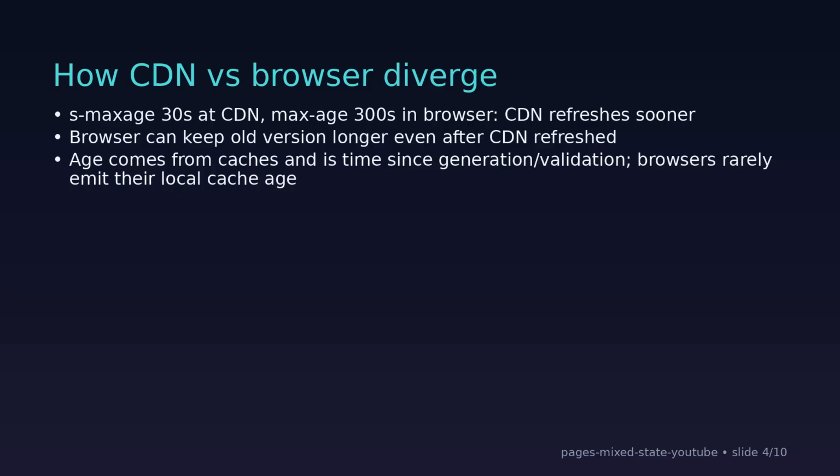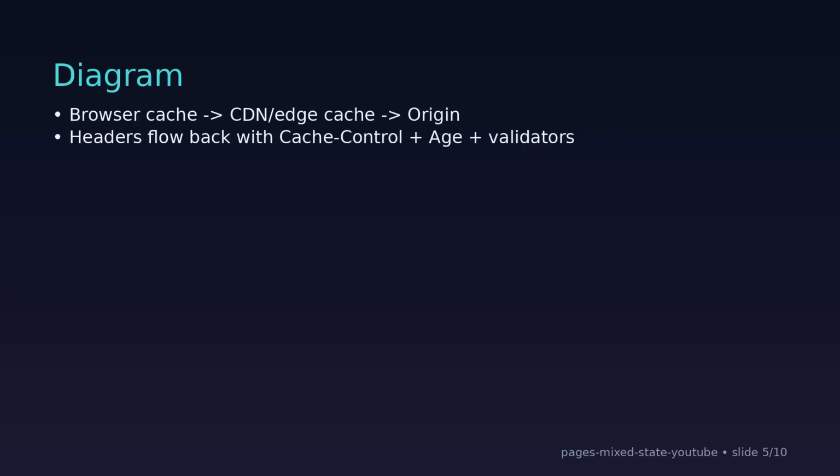Must-revalidate kicks in only after freshness ends. It's the intent, but not all intermediaries honor it. Picture the flow: browser cache to CDN or edge to origin, with Cache-Control, Age, and validators flowing back down.